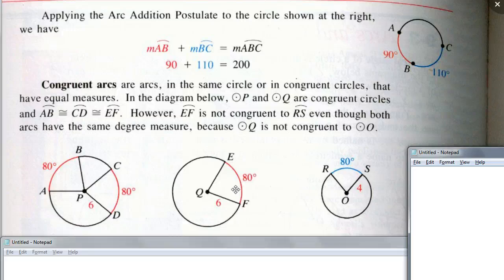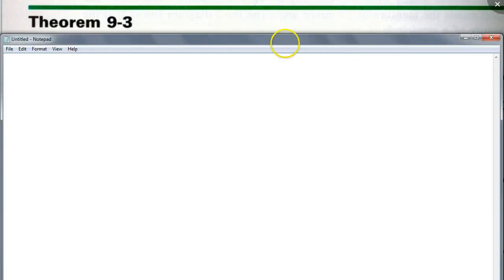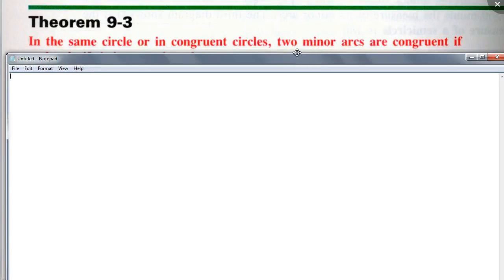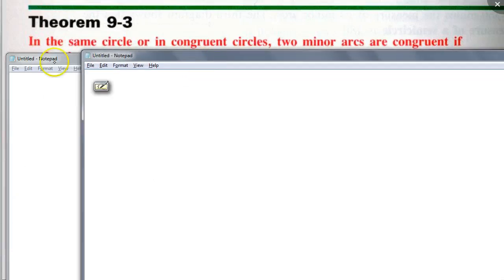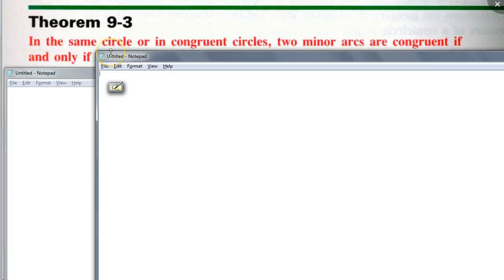Pretty simple ideas. Okay? And now we have a theorem about arcs. It's actually pretty straightforward. In the same circle or in congruent circles, as we talked about before, two minor arcs are congruent if, and they don't just say if, they actually say if and only if. Do you guys remember when we used that, if and only if? Grace, when did we use that? When the statement and the converse are both true. Yeah, we use this for a biconditional. So it doesn't just say if, it says if and only if. So you could actually switch the hypothesis and the conclusion, and the statement will still be true.